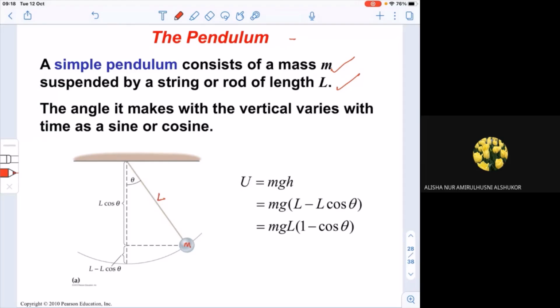The angle it makes with the vertical varies with time as a sine or cosine. What does it mean? The angle it makes with the vertical varies with time. Here, this is the angle, theta.